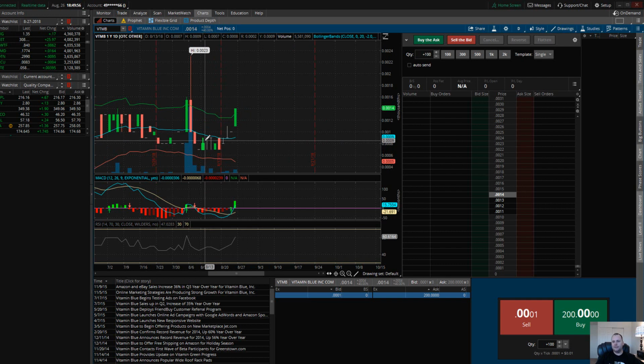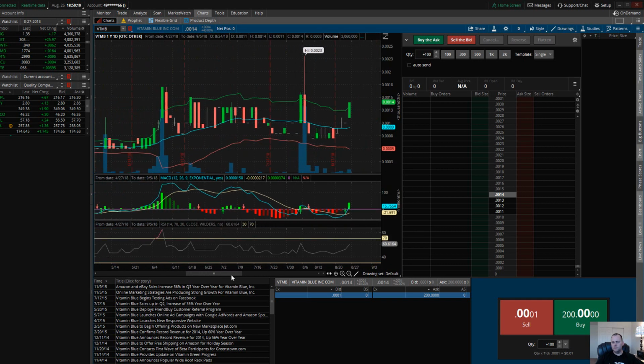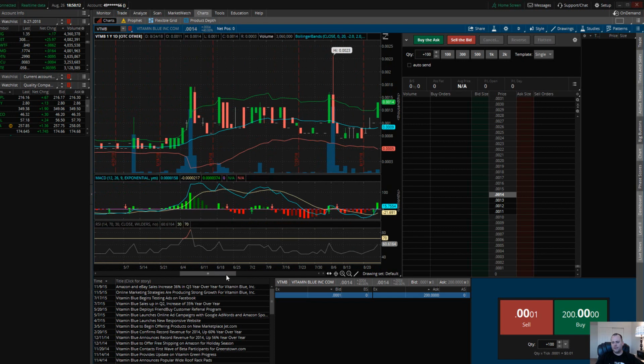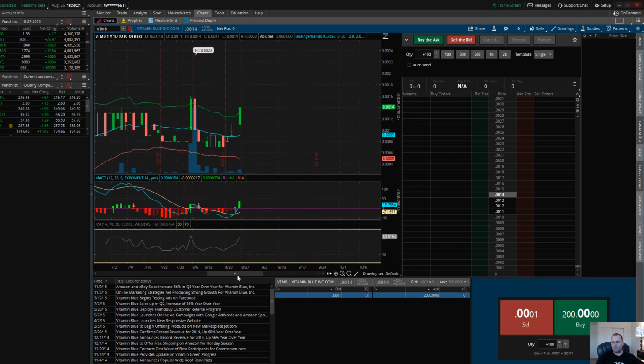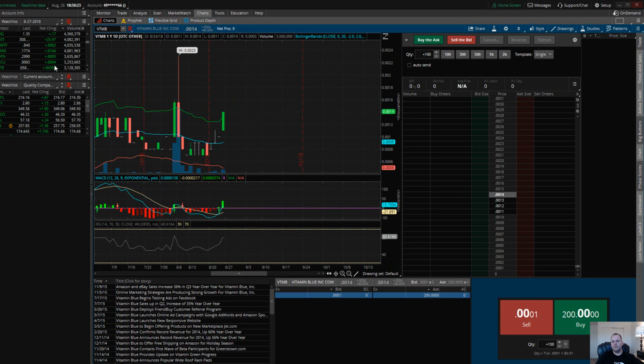This one right here, it's really just a crappy setup. If you look at the daily candlesticks, it just looks horrible. This news right here, that's from 2015. There's really nothing out here for this. It's just crap. I would not trade this.